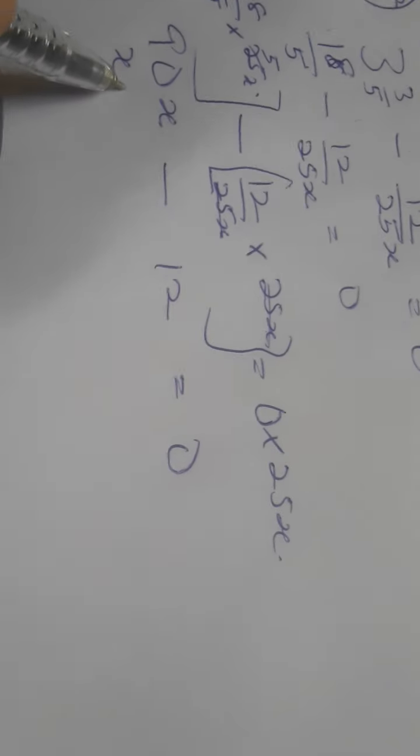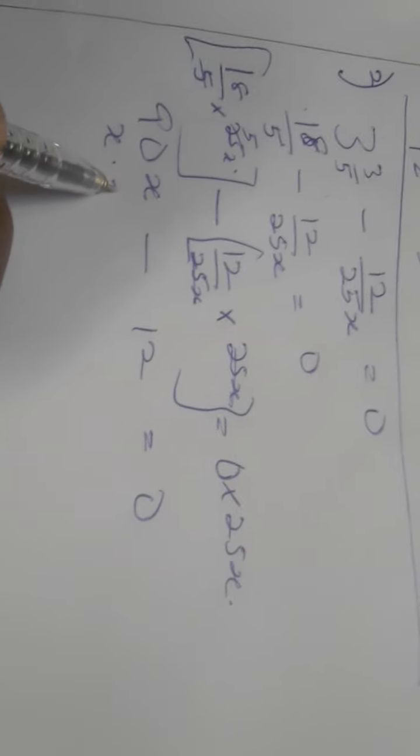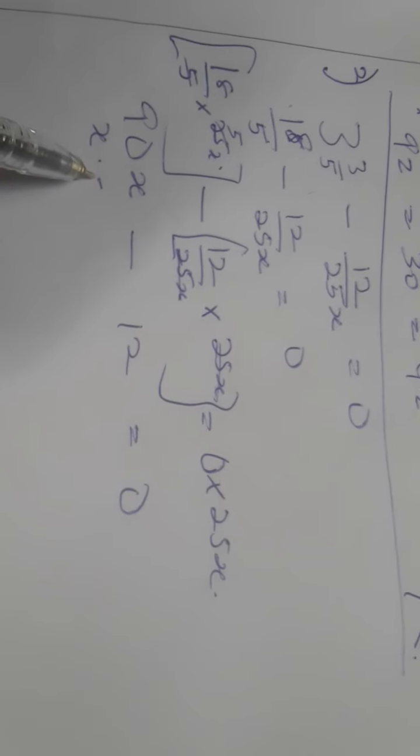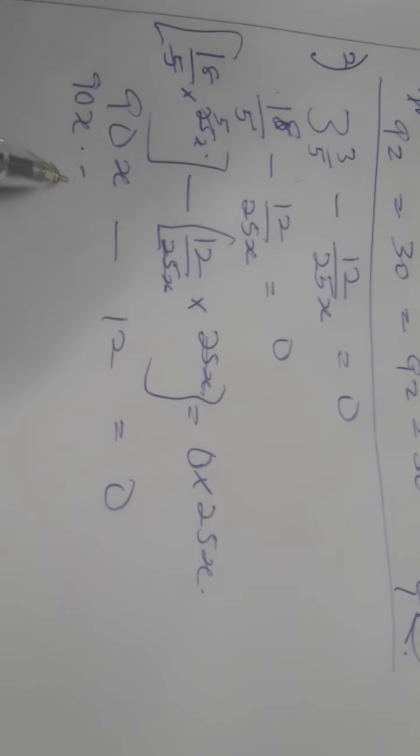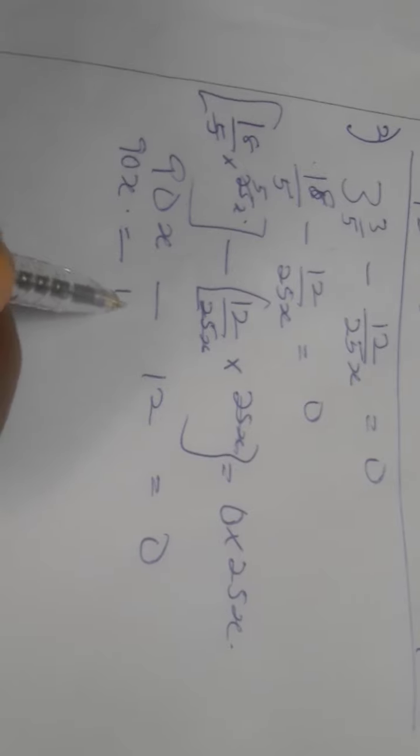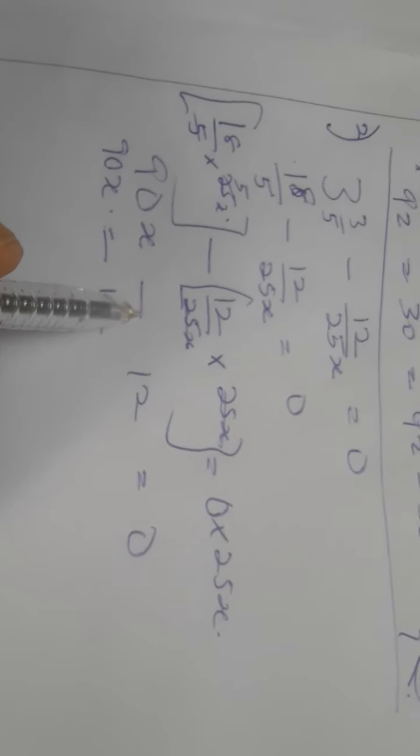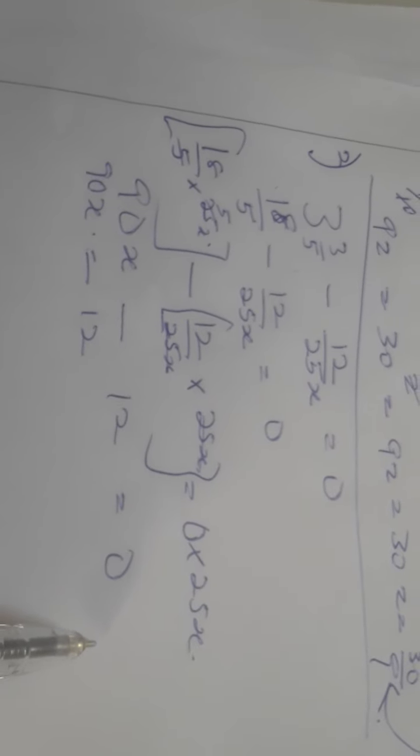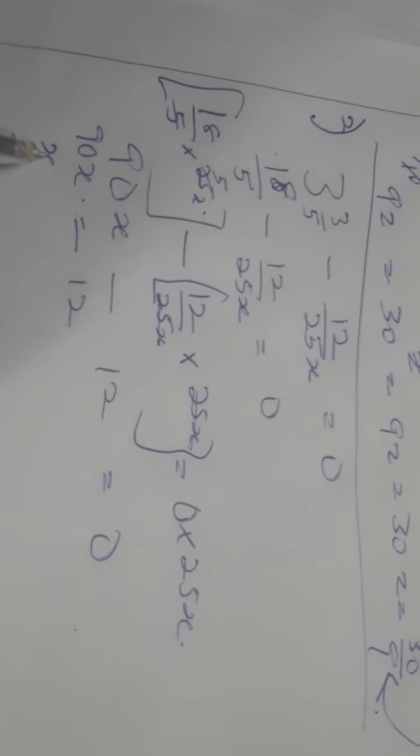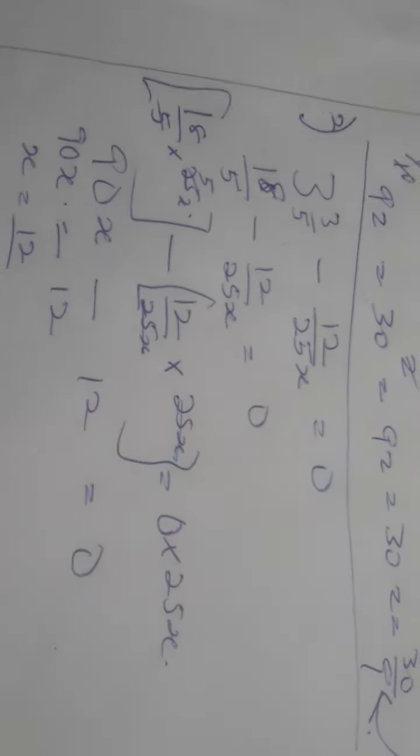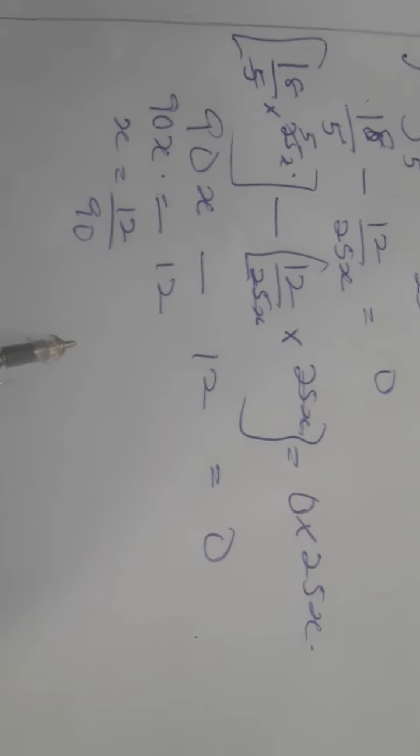So x, 90x is equals to 12. 12 is going to this side, so that you've added 12 here, you must add to the right hand side. x is going to give you 12 over 90, and you can solve this further so you get to the lowest term. Now let me give you a third example very quickly.